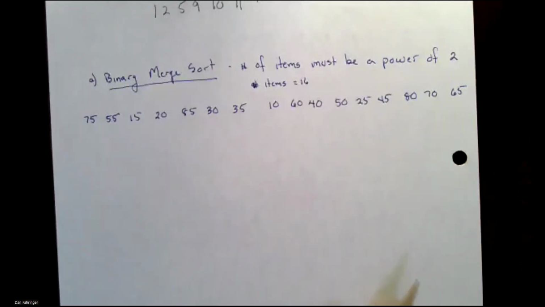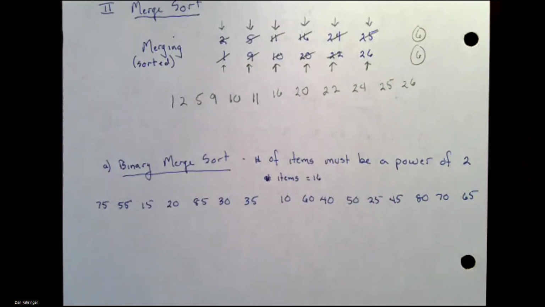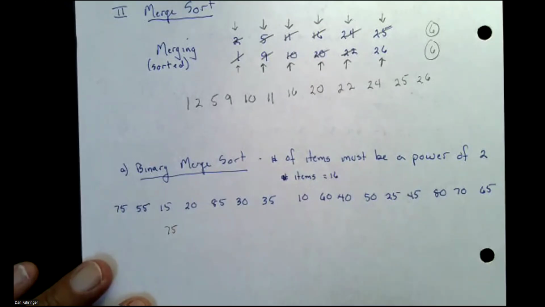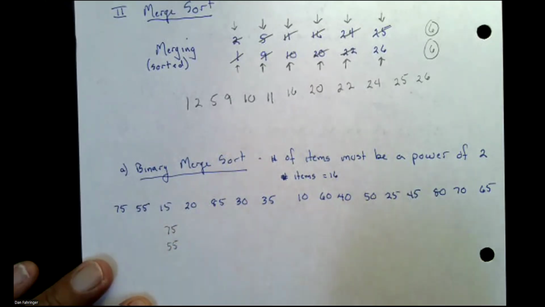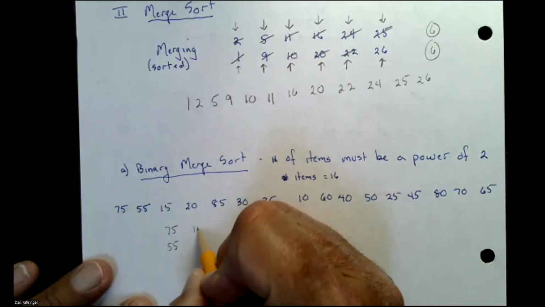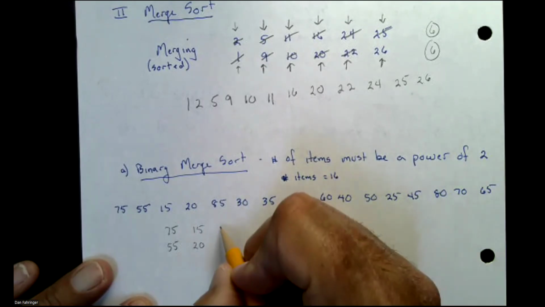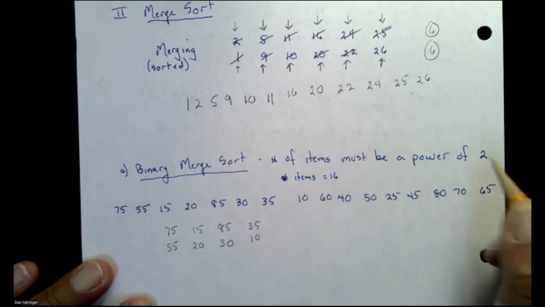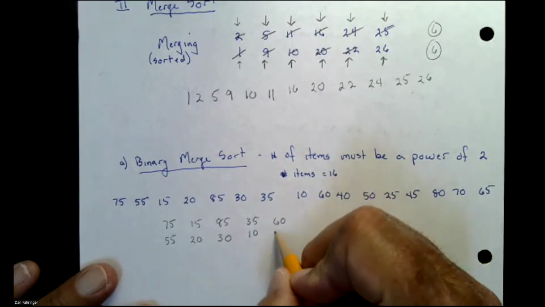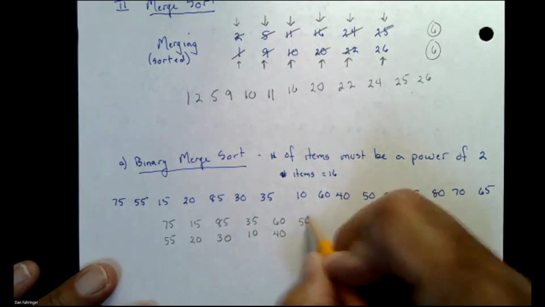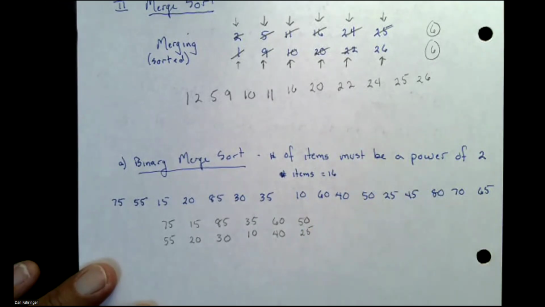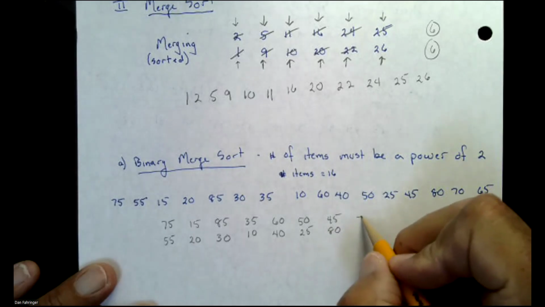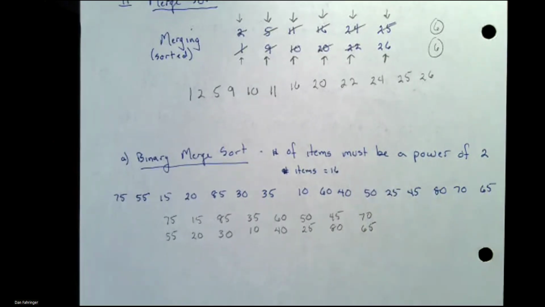So we're going to start out. We are going to make two lists, and we're going to go one at a time. 75 is in list number 1. 55 is in list number 2. 15, 20, 85, 30, 35, 10, 60, 40, 50, 25, 45, 80, 70, and 65.